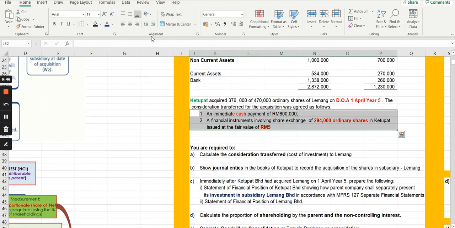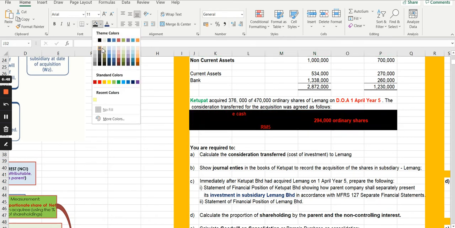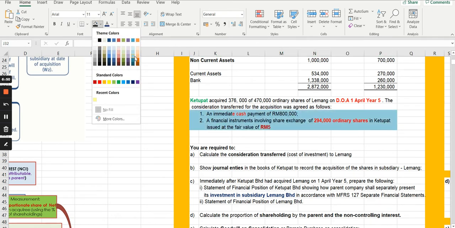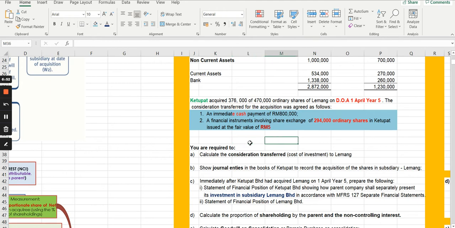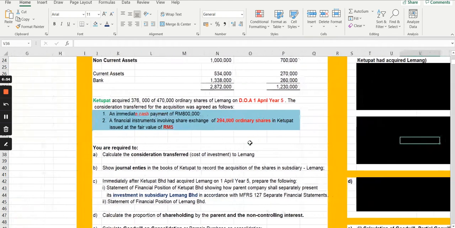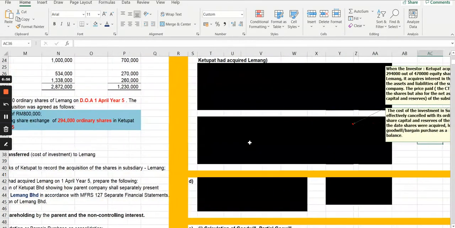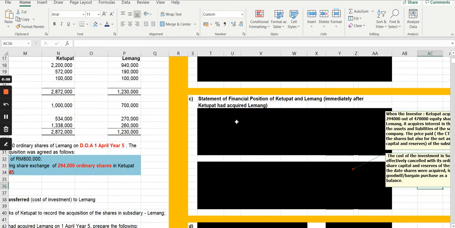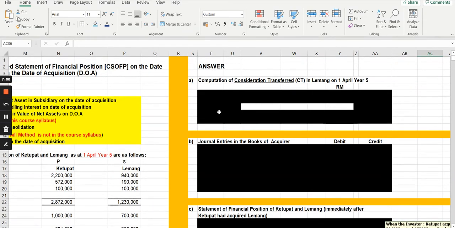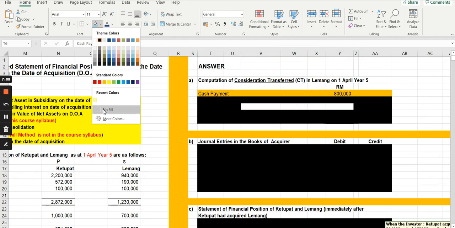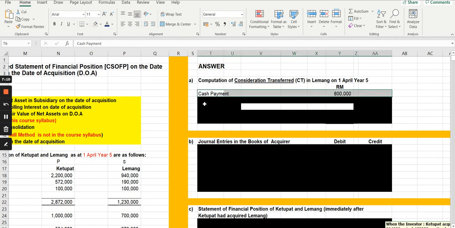This is the information on consideration transferred. Okay, so we will make use of that and include it in our table here. I prepared a table for you. This is requirement A, right? So the first item that you will include is the cash itself. The cash you will have to include here, 800,000, from the information given.